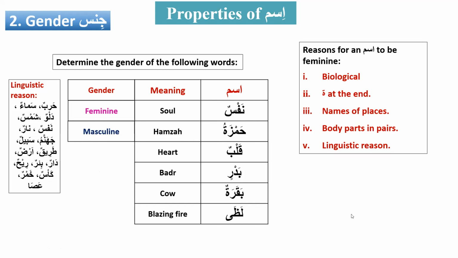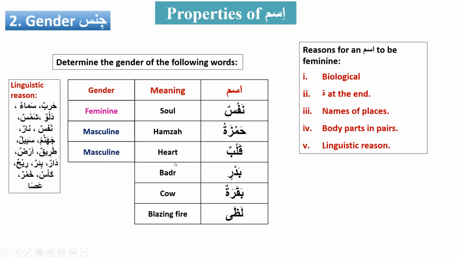All right. Let's go to Brother Umar Farooq. Your word is qalbun. It's masculine, because it's a body part, but it's not in pairs. We only have one heart, right? Yeah. Great. It's a body part, but not in pair, and it doesn't meet any of the other characteristics of feminine gender. So that is why it is masculine. Very good. Thank you, Brother Umar Farooq.